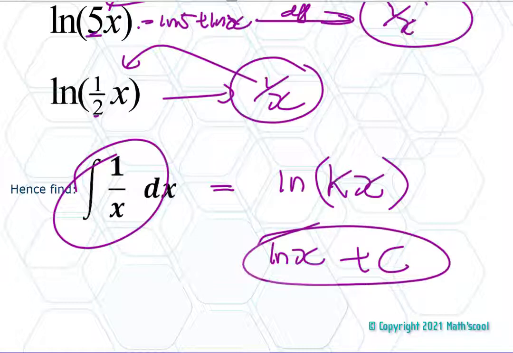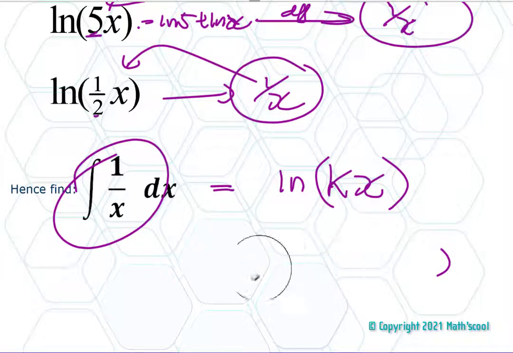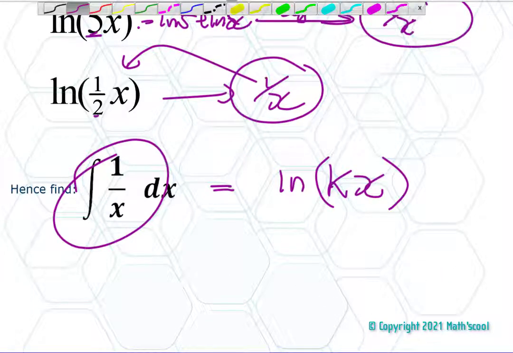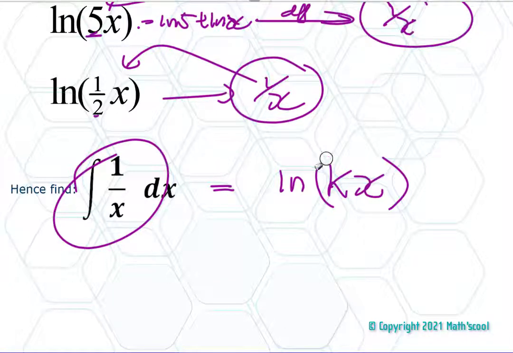I'm going to actually change that a little bit more as well. I'm going to say we prefer this one. So we will prefer this rather than the plus c. I'll explain to you why later on. But I'm also going to change these brackets to a modulus sign.